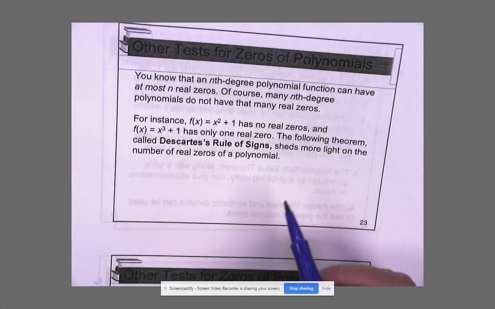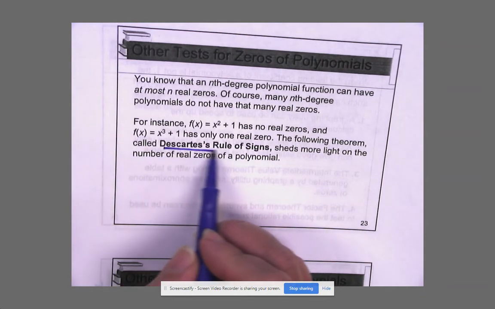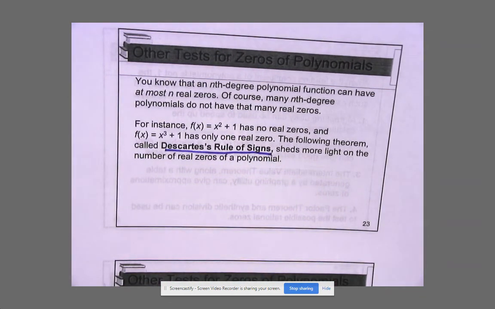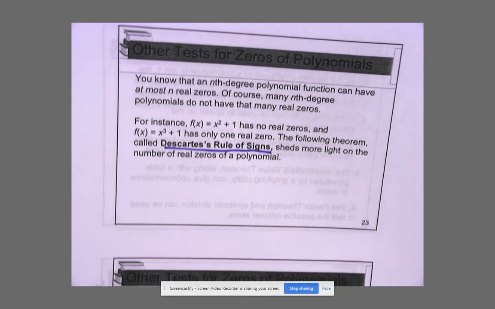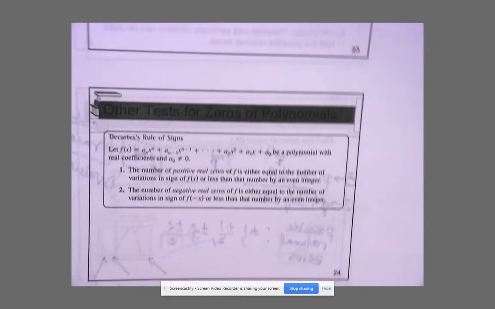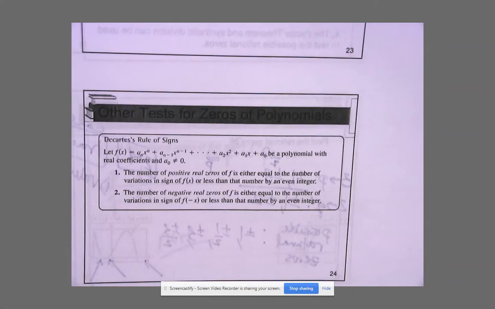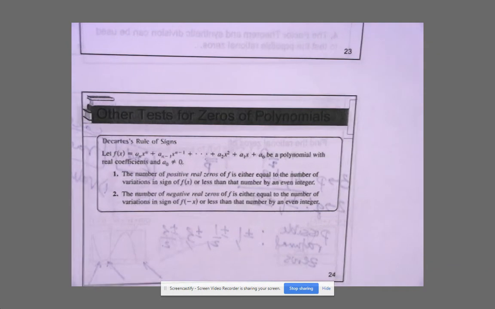So then there's good old Descartes that sat around on a good old Saturday afternoon and thought, well, how can we shed more light on the zeros of a polynomial? And so Descartes said, let's look at the signs of a polynomial. However many times the signs change from one term to the next, that's how many possible positive real zeros the polynomial will have.